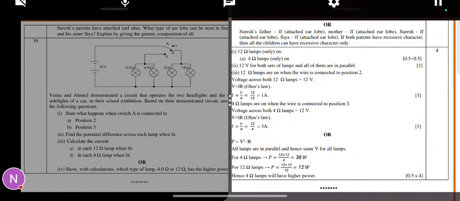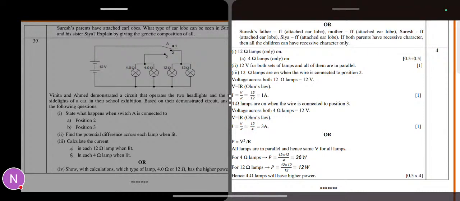So this was the question paper of CBSE class 10 science model question paper 2023-24 solution.